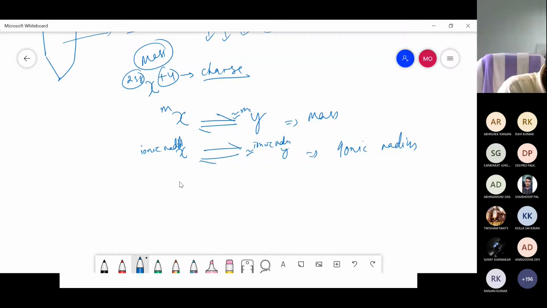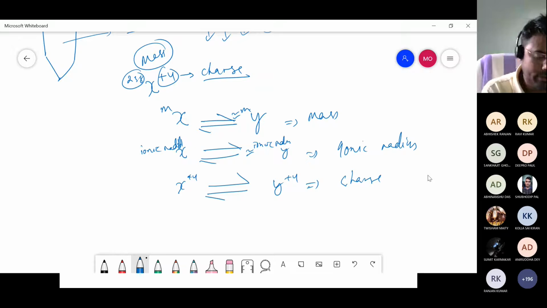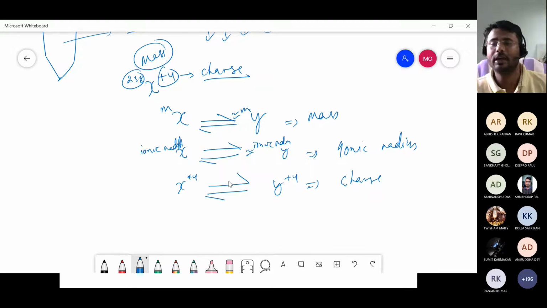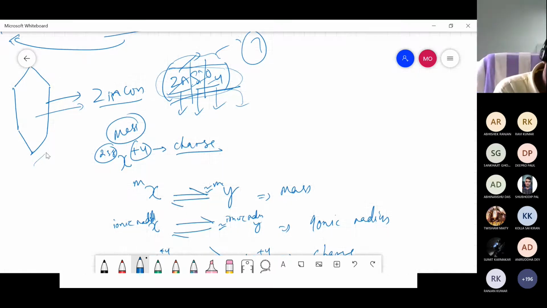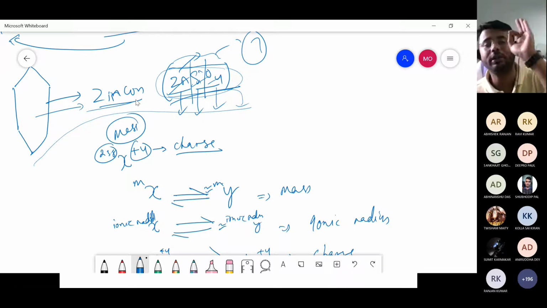And the third one is if an element has a similar charge, there is also a possibility of one mineral replacing the other. Understood? Now let us come to this mineral. See, for your reference, this mineral named zircon is one of the mostly used minerals for dating.